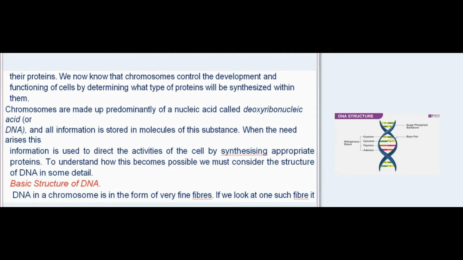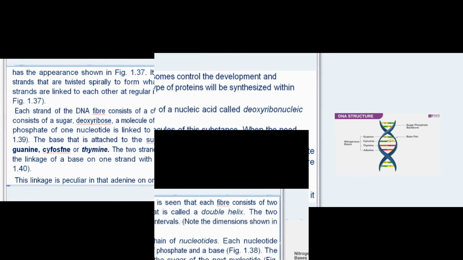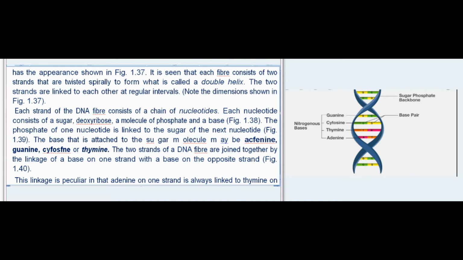Basic structure of DNA. DNA in a chromosome is in the form of very fine fibers. If we look at one such fiber, it has the appearance shown in Fig 1.37. It is seen that each fiber consists of two strands that are twisted spirally to form what is called a double helix. The two strands are linked to each other at regular intervals. Note the dimensions shown in Fig 1.37.